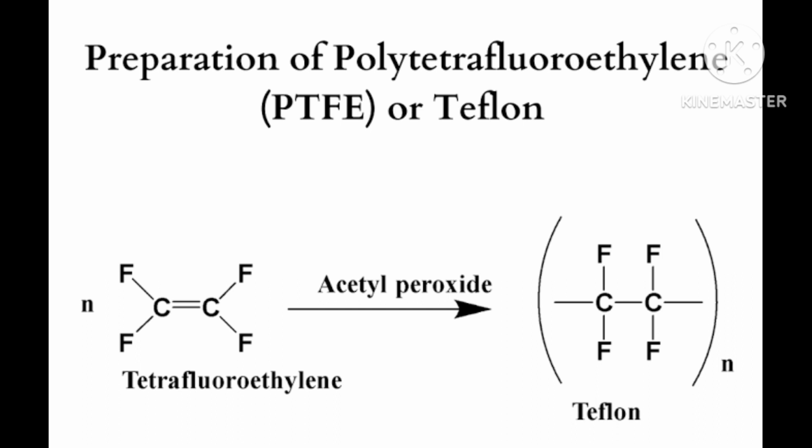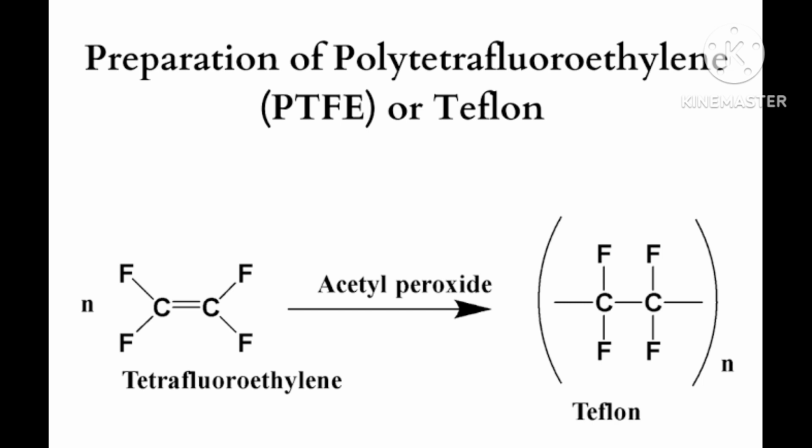Then you will get high density polythene. High density polythene thus produced consists of linear molecules, and thus has a high density due to close packing. They will all be closely packed, so obviously it will be heavy.